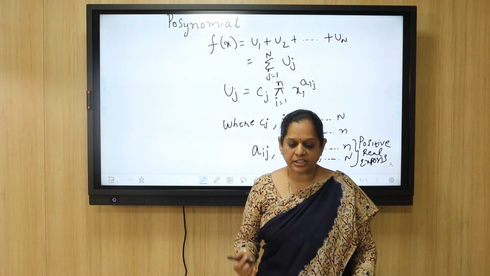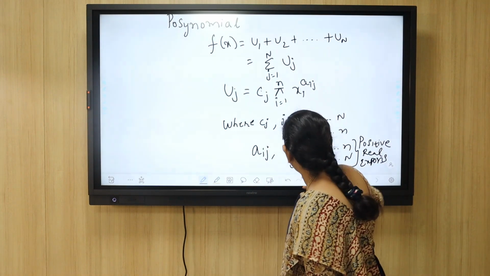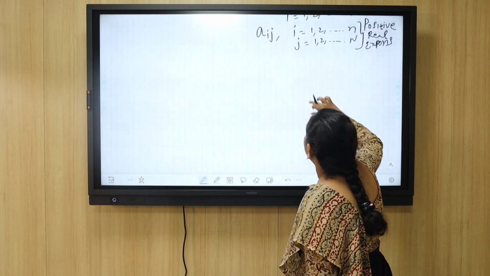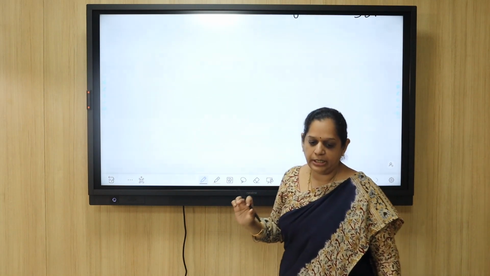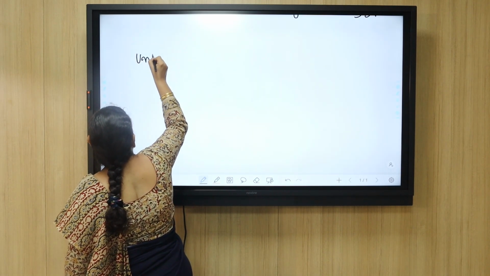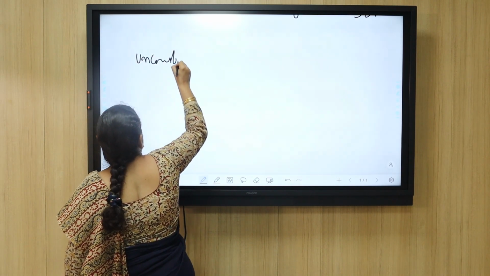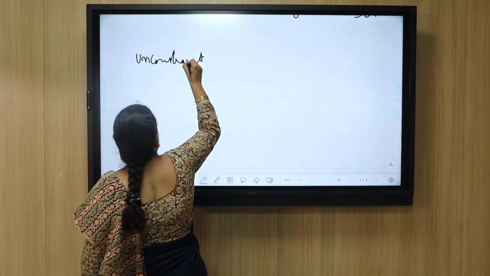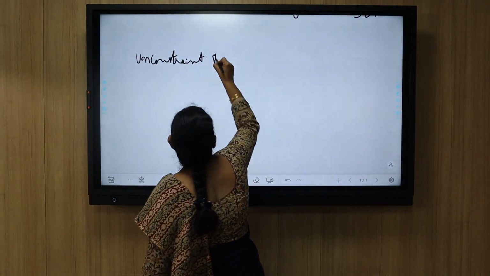So this is about the polynomial. Now we'll see the unconstrained minimization problem, how it will be.